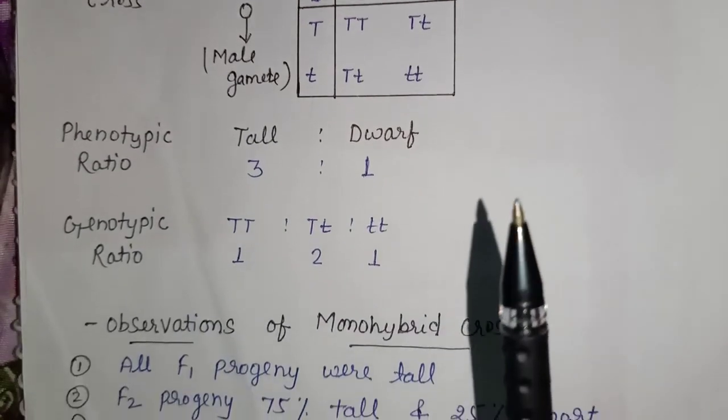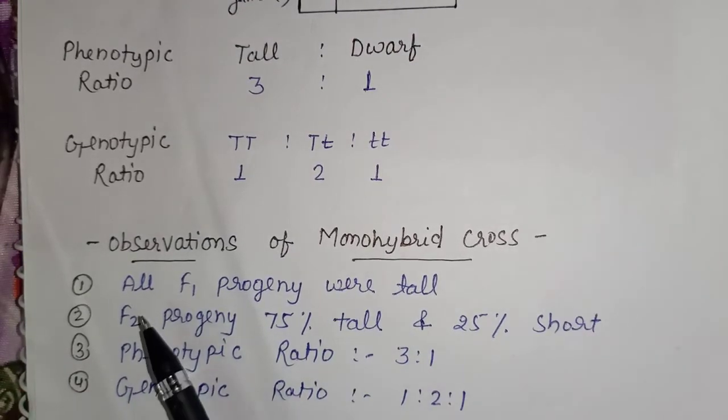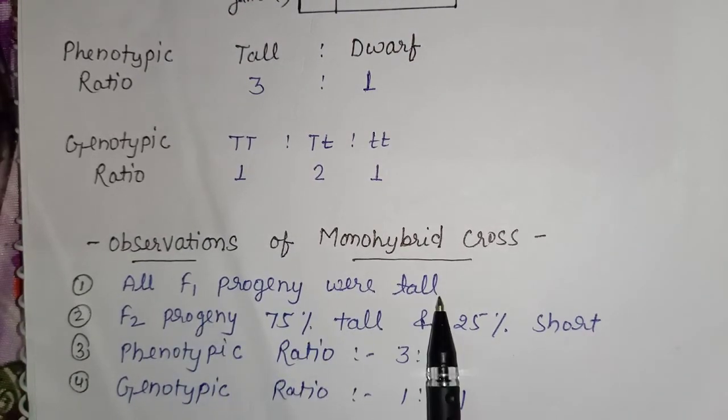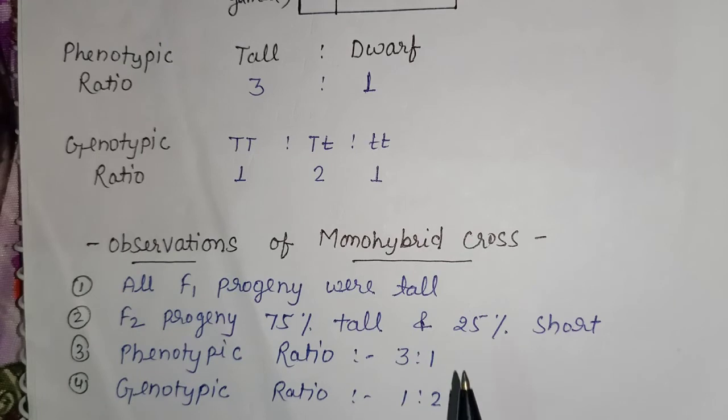After completing the monohybrid cross, the observation is that all F1 progeny were tall, and F2 progeny were 75% tall and 25% short. It means 75% of plants have capital T capital T or capital T small t, but 25% of plants have small t small t character. The phenotypic ratio is 3:1 and genotypic ratio is 1:2:1.